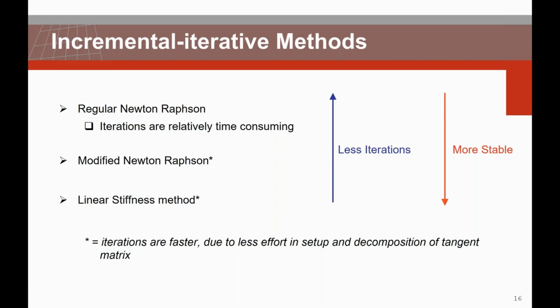And when you compare these incremental iterative methods, you can draw the following trend, and make the distinction between what's more stable and what is a less iterative procedure. For instance, if you compare the different methods, you see that the linear stiffness method is much more stable than the regular Newton-Raphson, but it requires more iterations, and iterations are faster because there's less effort in setup and decomposition of the tangent matrix. So it means that regular Newton-Raphson will be faster for the calculation. So it's always a matter of balance and the type of nonlinear problem that you are trying to deal with.